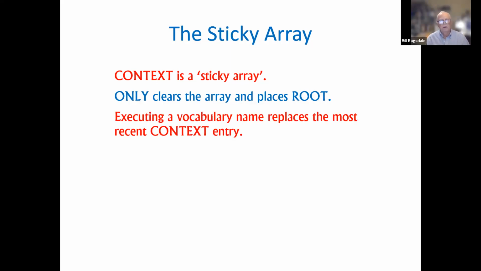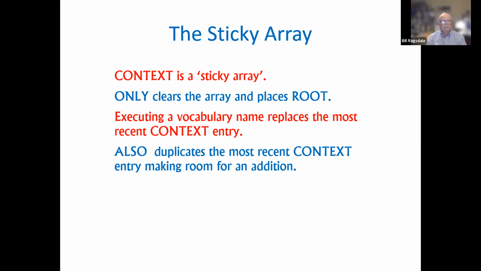So when we execute the vocabulary name, the sticky part comes into place because the vocabulary name replaces the most recent context entry. Okay, it is not a push because it does not create space. It's more of a put because it puts its value into the search order on top of something that is already there. Also duplicates the most recent context entry. So if I say only 4th, also, the word also has duplicated 4th, and now 4th is in the search order twice, but this is making room for the next vocabulary to be named.